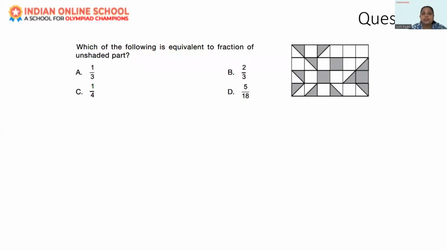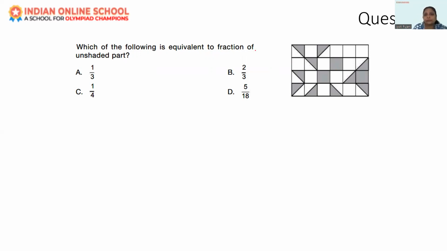Okay. Look, students, these are the basic concepts. These are the very important concepts of the fractions. Which of the following is equivalent to the fraction of unshaded part? Look, what they are saying, unshaded part. So we have to count unshaded part. Okay. So we can do it by two ways. First, I will count the shaded, then total minus shaded. Otherwise, I will count the unshaded parts.